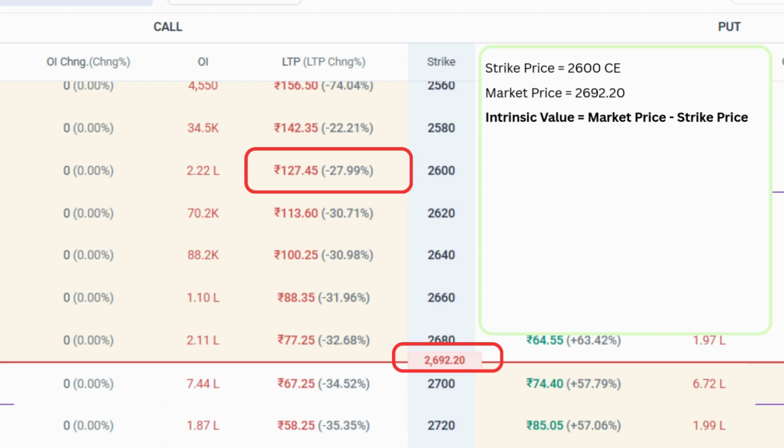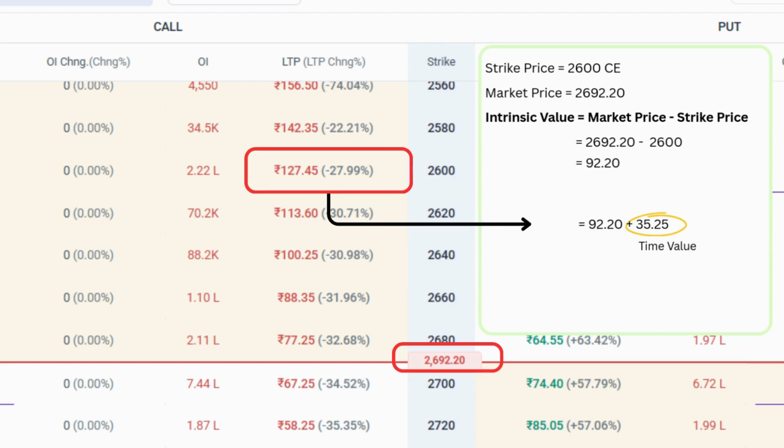The difference between 2,692 rupees and 20 paise and 2,600 rupees gives you 92 rupees and 20 paise per share as intrinsic value. But the option is trading at 127 rupees and 45 paise. The extra amount over 92 rupees and 20 paise represents time value.